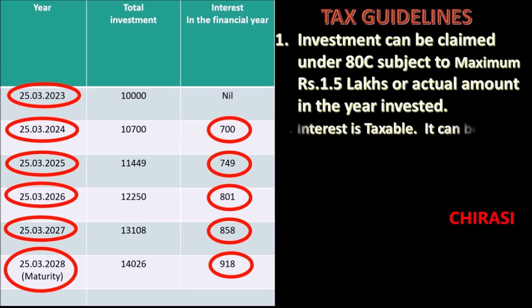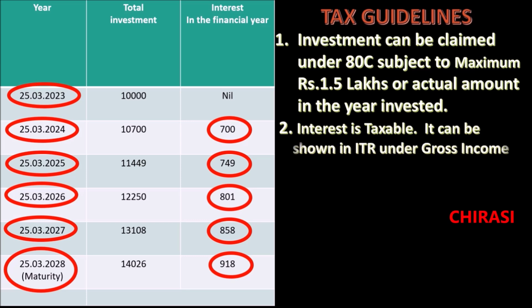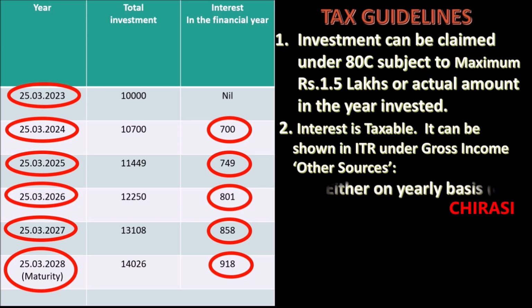Now, the interest is taxable. It can be shown in the ITR under gross income, other sources, just like bank interest, dividend, bank deposits, and interest on the refund of previous year income tax returns, if any. Now, this yearly interest of 700, 749, 801, 858 and 918 can be included in every year. You can include it proportionate to the scheme maturity.